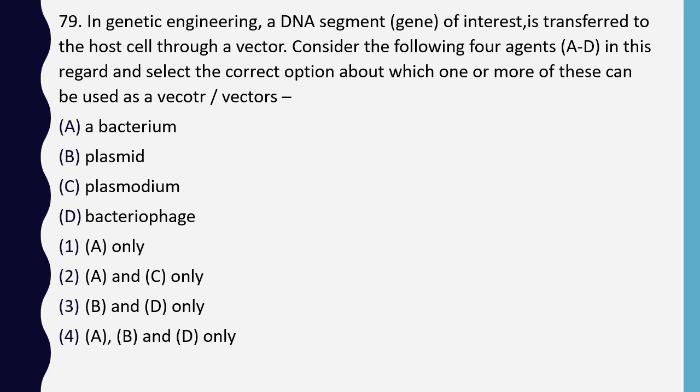Question number 79. In genetic engineering, a DNA segment or gene of interest is transferred to the host cell through a vector. Consider the following four agents A to D in this regard and select the correct option about which one or more of these can be used as a vector or vectors. Bacterium, plasmid, plasmodium, bacteriophage. Option 1, A only. Option 2, A and C only. Option 3, B and D only, or option 4, A, B and D only. Which of the following can be used as a vector or vectors? So the correct answer is option 3, B and D only.